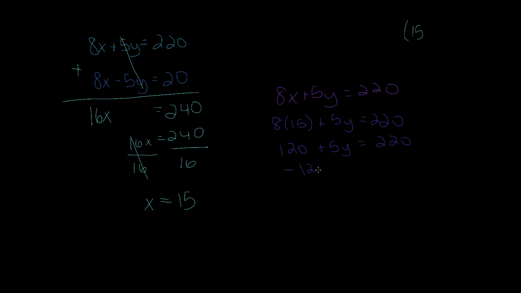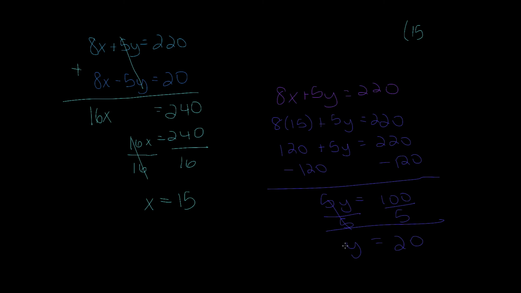So 8 times 15 is 120, plus 5y is equal to 220. So we're going to subtract 120 from both sides, and we're going to have 5y is equal to 100. And then divide both sides by 5 to get y alone, and we're going to have y is equal to 20. So that's going to be our y-coordinate. So 15, 20 is our final answer to our systems of equations. Let's move on to the next one.